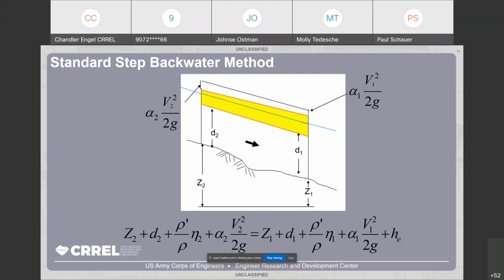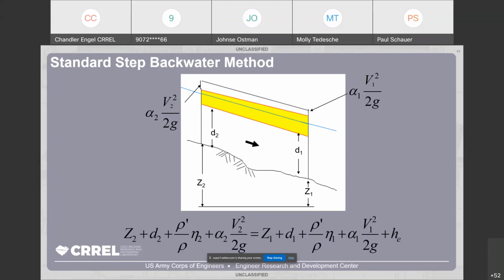We can state all this mathematically using a form of Bernoulli's equation here at the bottom. All the energy in the flow on the left side of the figure is equal to the elevation of the bed above some datum. So that's Z1 plus the depth of the flow, D1, plus the depth of the submerged ice in the water. So that gets us up to the blue line, and then to get to the energy grade line, we add the velocity head.